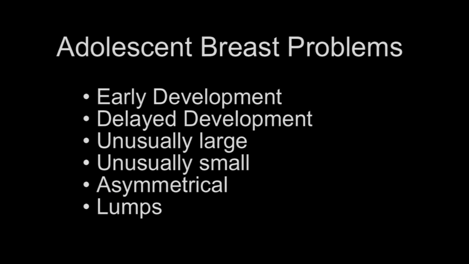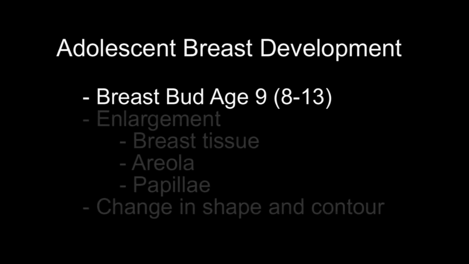During adolescence, several breast growth problems can be troubling to the adolescent and her family. Among these are unusually early breast development, unusually delayed breast development, unusually large breasts, also called mammary hypertrophy, unusually small breasts, asymmetrical breast growth, and breast lumps. Initial breast development occurs on average at age 9 with the appearance of a breast bud. The normal range for breast bud appearance is from ages 8 to 13. It's common for one bud to appear up to 6 months prior to the second bud appearing.